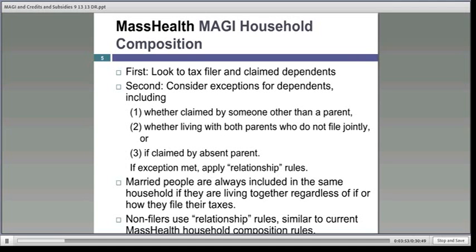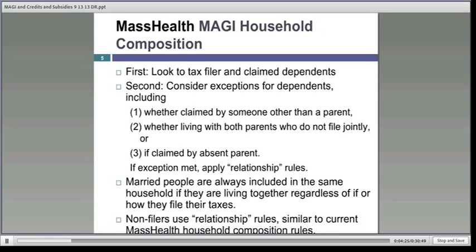whether that dependent is living with both their parents, but both parents don't file jointly. This is often the case when you have unmarried parents living together with the child. And the last exception is whether that dependent is claimed by an absent parent. If the dependent meets one of these exceptions, there's relationship rules that we apply at that point. We look to see who they're related to, who they're living with, and that's how the household composition is going to be determined. So you can see this is where it's not really as straightforward as the tax household.